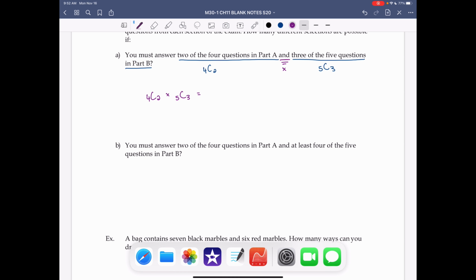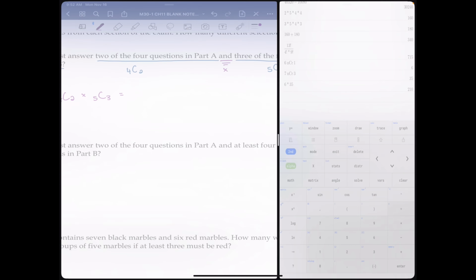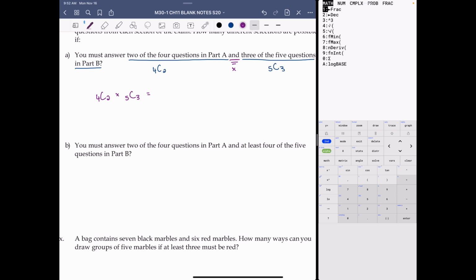We can calculate that. 4C2 is 6. Then 5C3 is 10. 6 times 10, which equals 60 different possible selections.